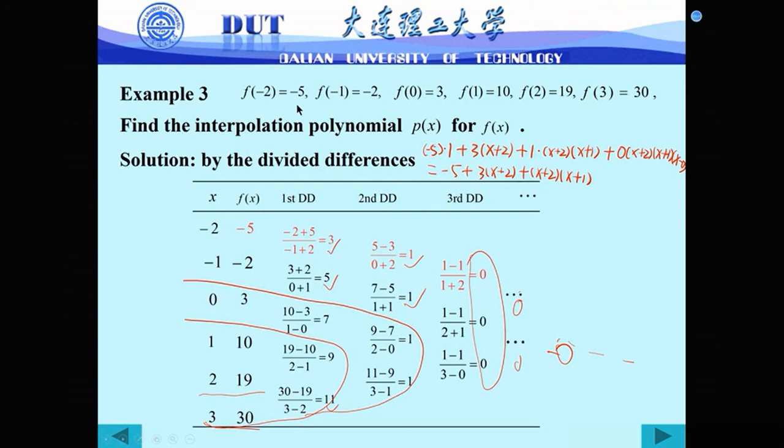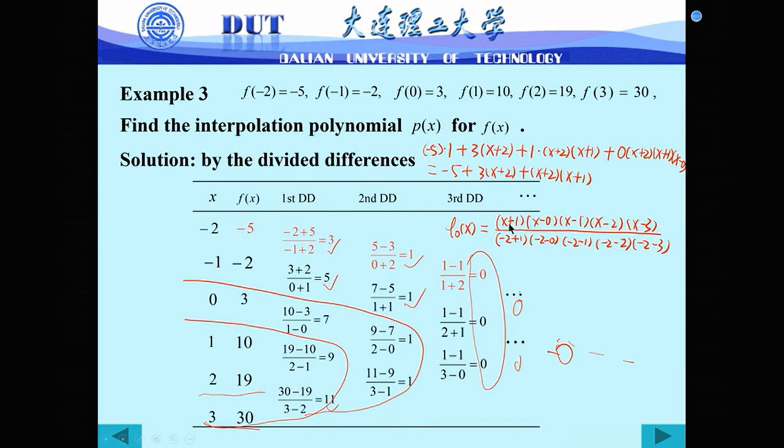Of course, if you use Lagrange interpolation polynomials, of course the result should be the same, but the computation is more complicated, right? Because for example, for the node minus 2, you should construct the L0(x), remember it is a ratio. It should be x minus other nodes, right? So it should be x plus 1, x minus 0, and x minus 1 multiply x minus 2, x minus 3. It's okay? And what is the denominator? The denominator should replace x by the first node minus 2. So it is minus 2 plus 1, minus 2 minus 0, minus 2 minus 1, minus 2 minus 2, and minus 2 minus 3. It's okay.